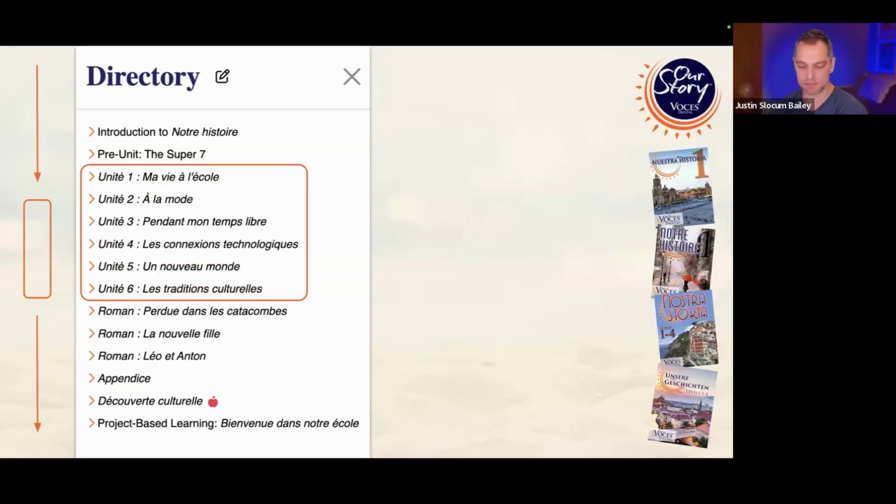So in this most zoomed out level, as you can imagine, it's the units themselves that are that core central content. Then, as you can imagine, it's the introduction to the whole book. And in the case of a level 1, there's also this pre-unit. Those are ways that you can get into the content at the beginning of the year and lead towards the units themselves.